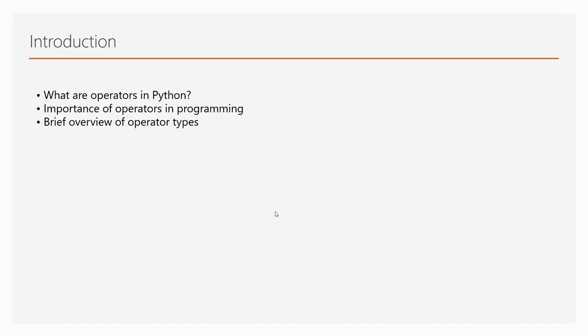Now, introduction. Operators in Python are symbols that perform operations on variables and values. Understanding them is crucial for logical and arithmetic operations in any Python program.